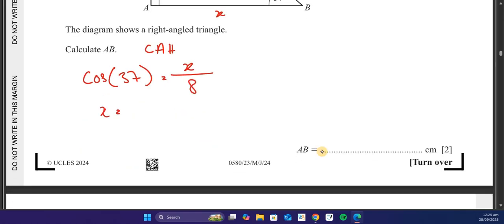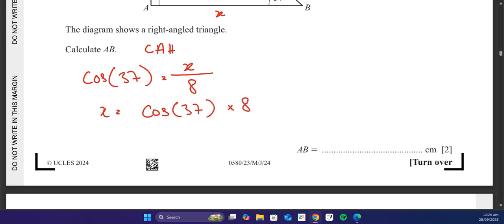So that would be x is equal to cos 37 into 8, and that would give us 6.39. Perfect.